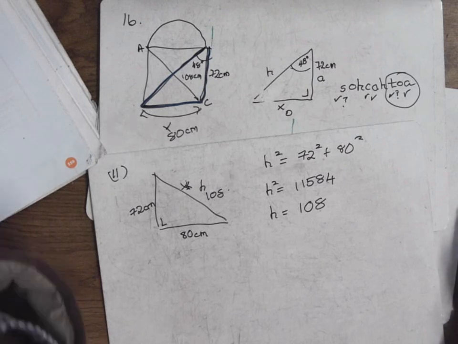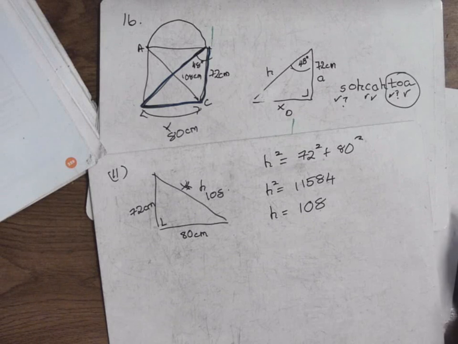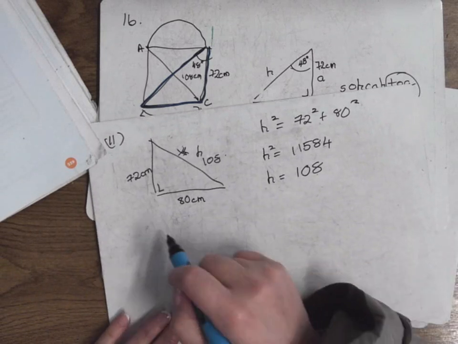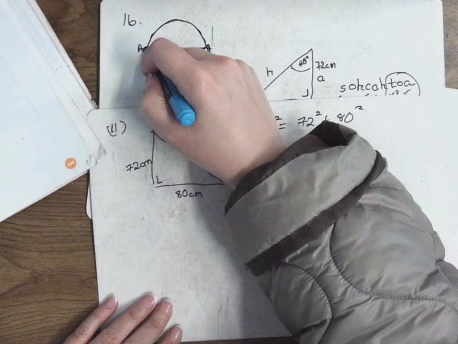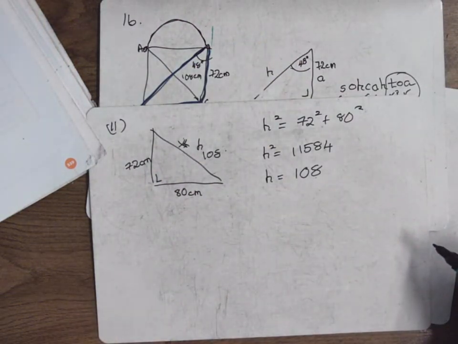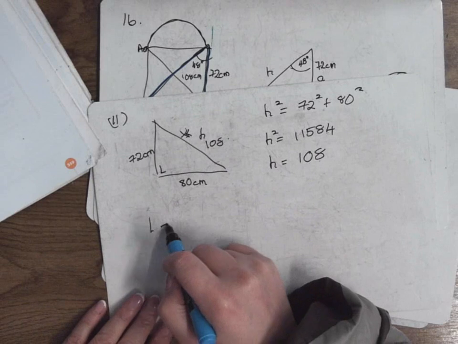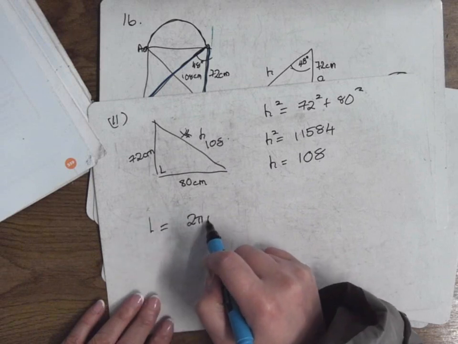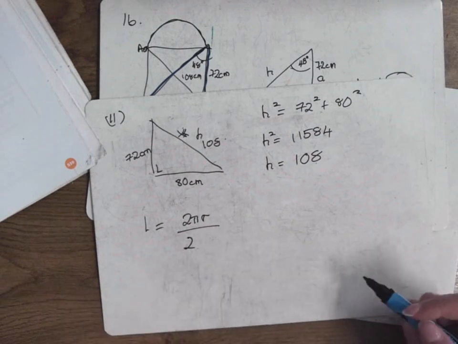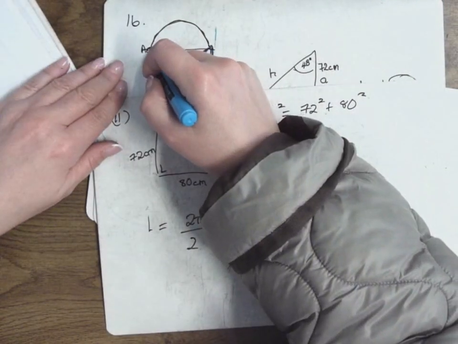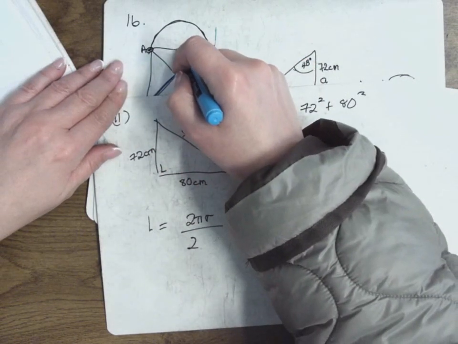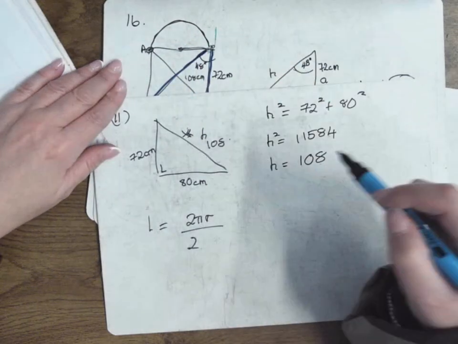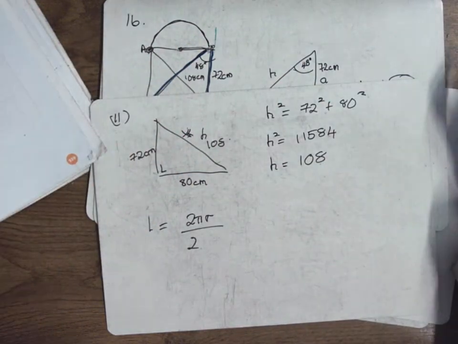Where am I going now? The arc length of AB, right? The arc length of AB. So look, I need the length from here to here. Agreed? That's a semicircle. It's the length of a semicircle. So the length of a whole circle is 2 pi r. I only have a semicircle, so I'm going to divide by 2. So I need the radius of this, right? So a radius is from the center of the circle out to the edge, yeah? Would you agree? That's radius from the center of the circle out to the edge.